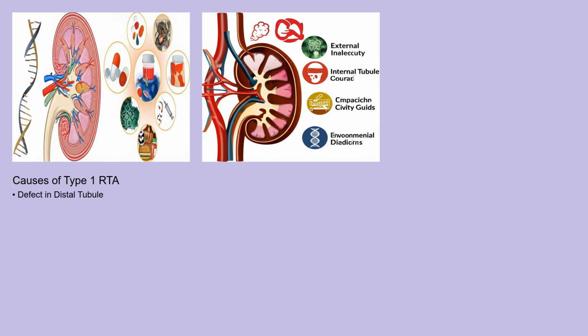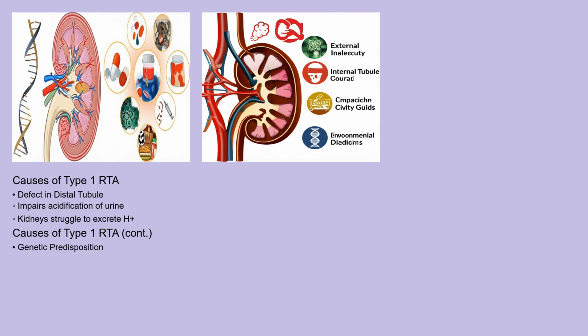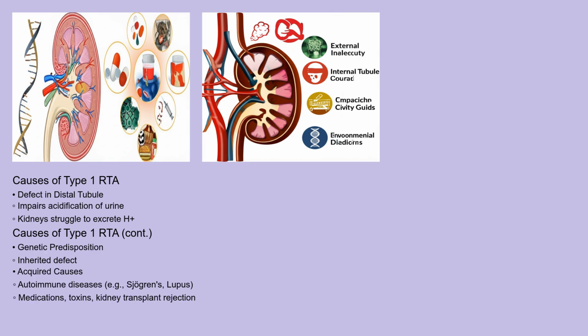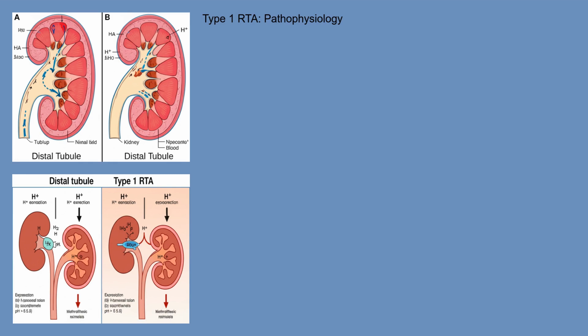Type 1 RTA arises from a defect in the distal tubule of the kidneys. This defect impairs the kidney's ability to properly acidify urine, meaning they struggle to excrete hydrogen ions. This can be due to a genetic predisposition, where the defect is inherited. It can also be acquired, resulting from autoimmune diseases like Sjogren's syndrome or lupus, certain medications, kidney transplant rejection, or exposure to toxins. Now let's understand the pathophysiology.